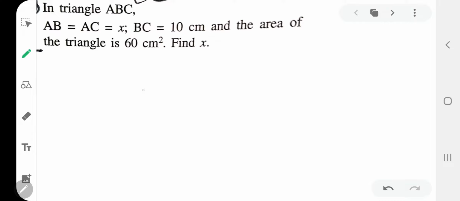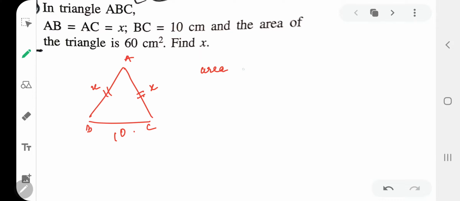Your first problem today: in triangle ABC, AB is equal to AC is equal to X, and BC is 10. Find X, given that the area of the triangle is 60 centimeter square. My dear kids, we know that area of a triangle is half into base into height. We have the base, we do not have the height.